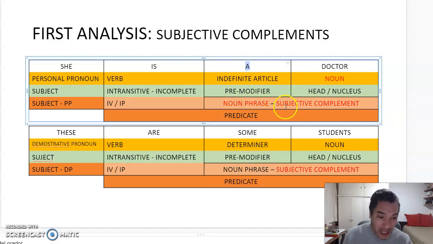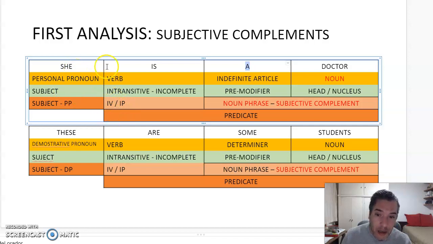And we need the functional one, remember? A doctor is a characteristic of she because it's telling you how she is, or what she is. So this is a subjective complement because it's telling you something about she, something about the subject.